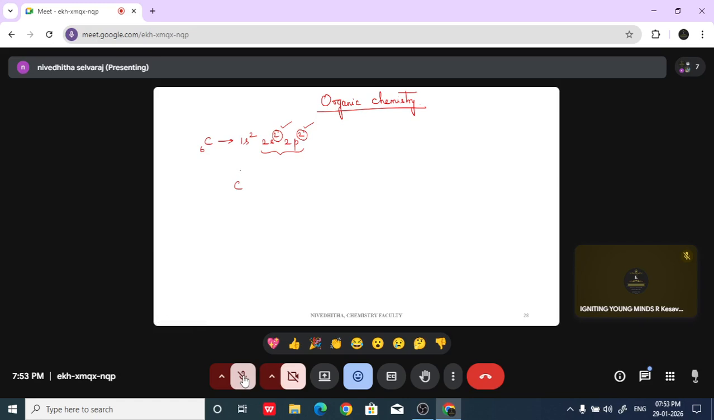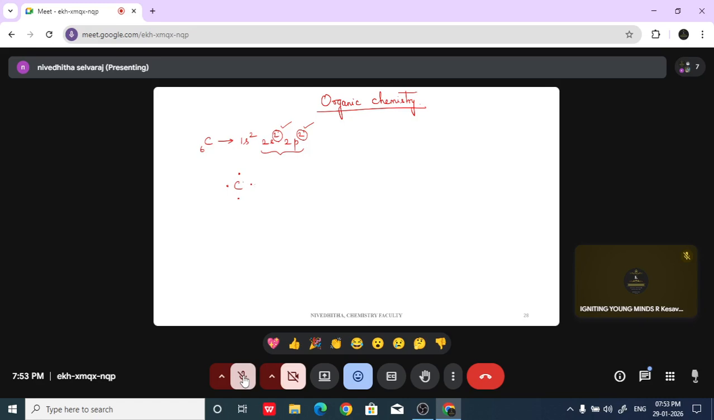I have 4 sides: left, right, top and bottom. So 1, 2, 3 and 4. That's it. One round was over and we have filled all the 4 electrons. So around this carbon atom, we have 4 unpaired electrons. The electron is alone, right? It is not paired.